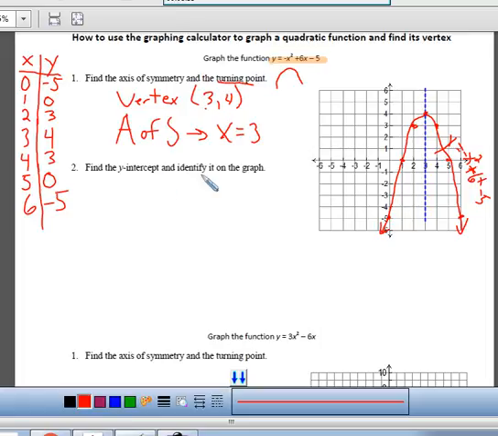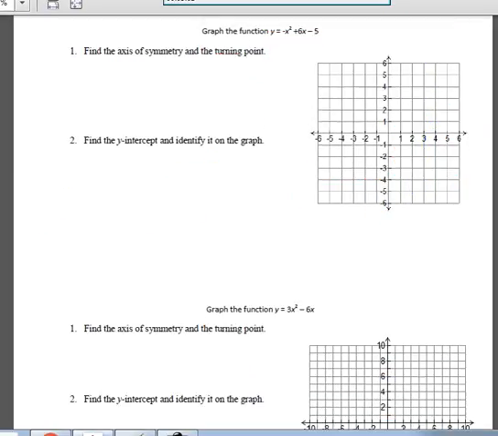Now, find the y-intercept and identify it on the graph. Here's our y-intercept. It is the point (0, 5). Oops, (0, negative 5), excuse me. Alright, pretty simple stuff. Let's go down to, actually, you know what? Why don't you try the one below on your own?